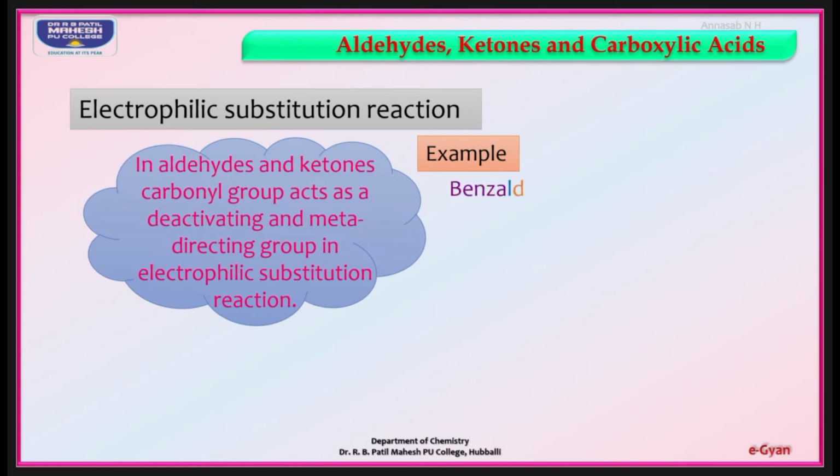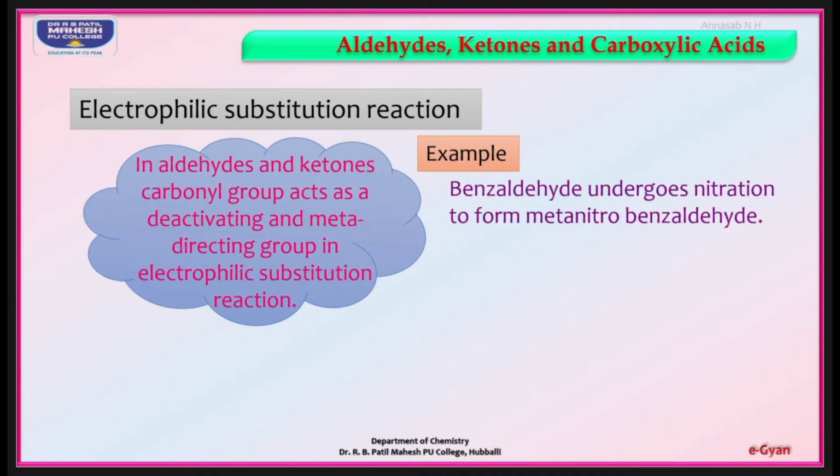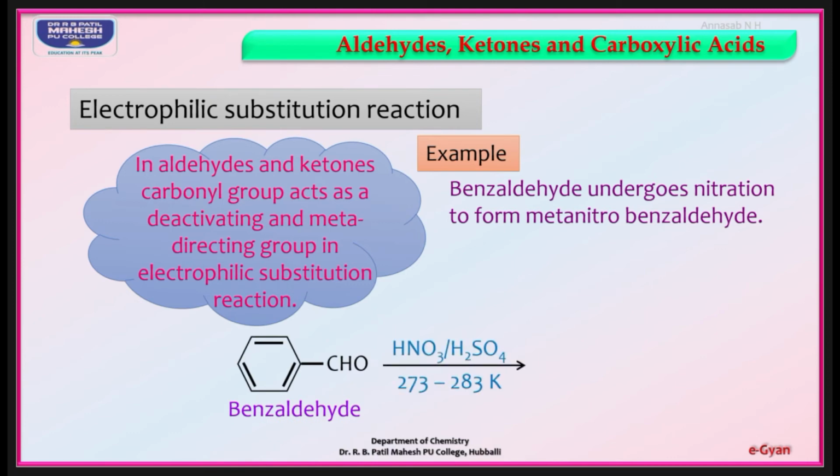Example, benzaldehyde which undergoes nitration to form meta-nitrobenzaldehyde. So the reaction is benzaldehyde, when it is treated with nitrating mixture, a mixture of concentrated nitric acid and concentrated sulfuric acid in 1:3 ratio, it gives meta substituted compound, that is meta-nitrobenzaldehyde. Meta position because the CHO group is electron withdrawing group or deactivating group.